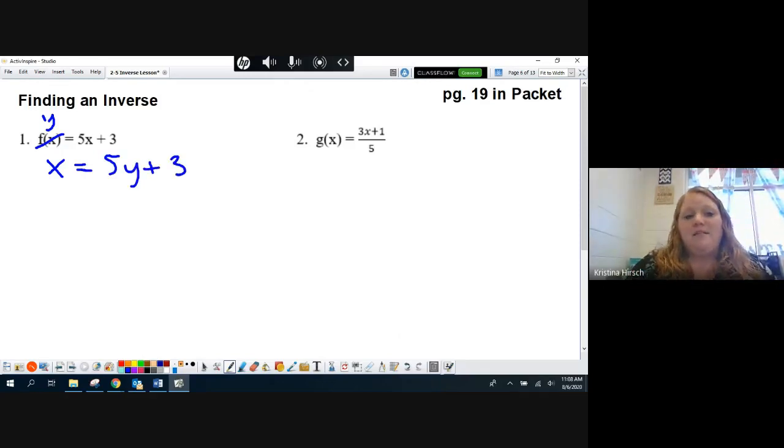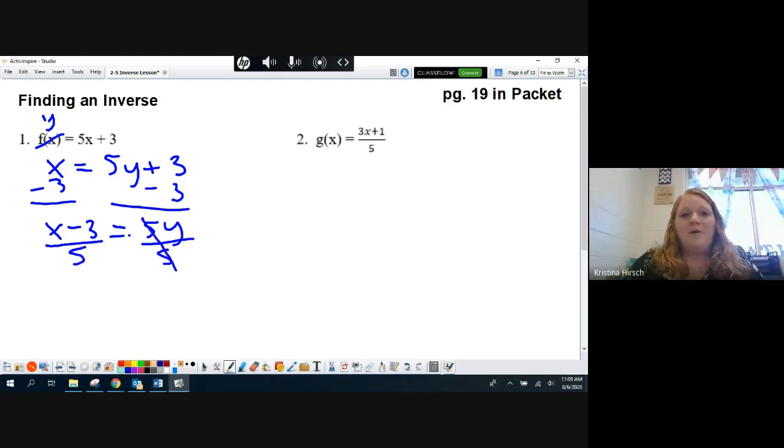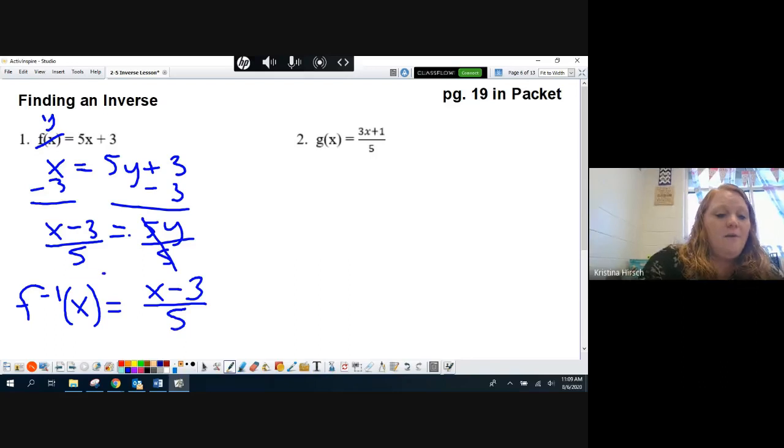Now the second step is to solve for y. So I'm going to subtract 3 from both sides. So I would have x minus 3, since obviously those don't combine, equals 5y. Divide by 5. And then I can rewrite that, but instead of rewriting it again, I'm going to go ahead and put it in inverse notation. So since this started out as f of x, we're going to put f to the negative 1 of x. That represents that it's an inverse, equals x minus 3 over 5.